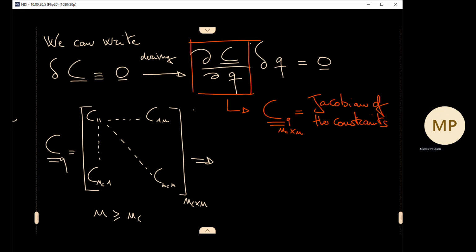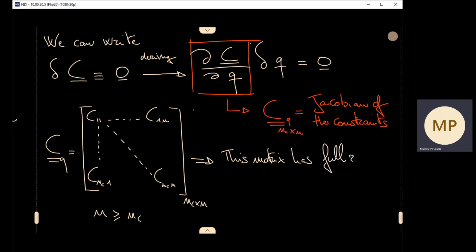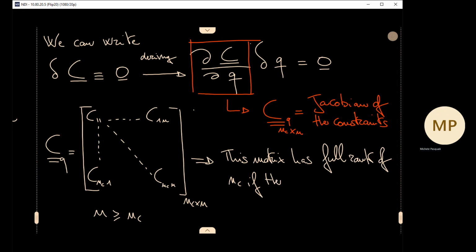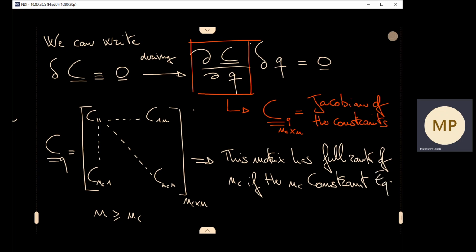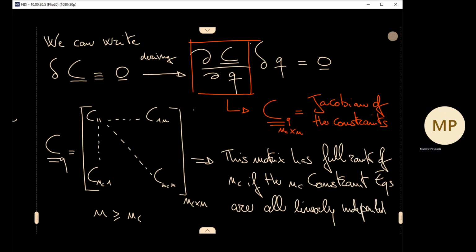So this has full rank of nc if the nc constraint equations are all linearly independent. Okay, and this is a super important fact.